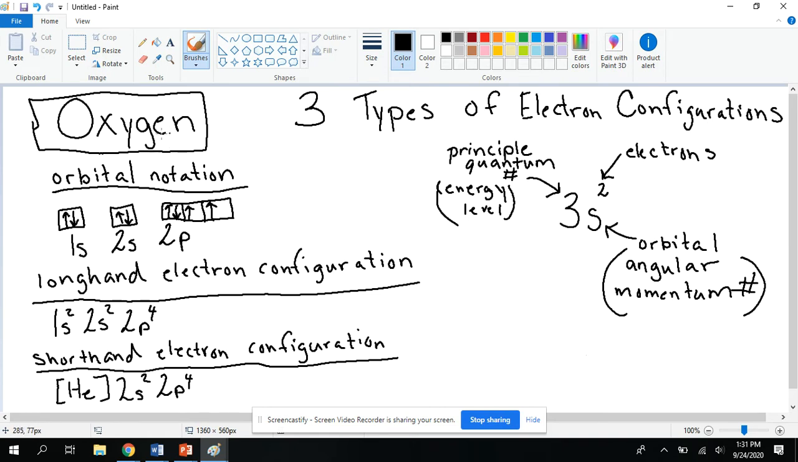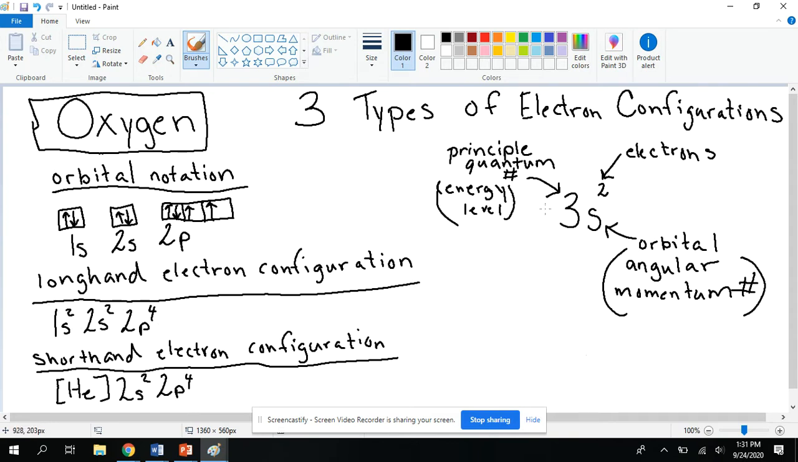I did 3 types for oxygen. This one is orbital notation. I know I stopped the video because we use these boxes instead of the hash marks and the lines, so I wanted to make sure that you see it this way first. Orbital notation uses the boxes and the arrows. The arrows represent electrons and the boxes represent orbitals. For longhand electron configuration, we use the small letters up high, the exponents.